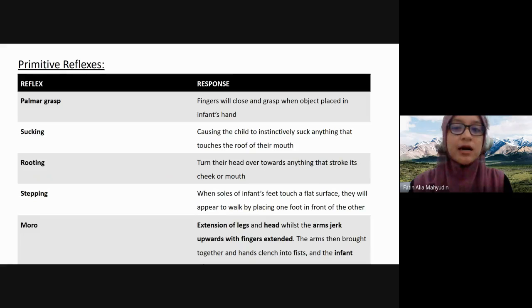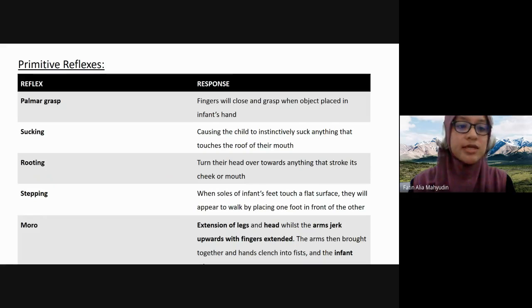So if you are familiar with playing with newborn or small babies, I'm sure you will be familiar with these reflexes. The first one is palmar grasp, where the response is their fingers will close and grasp when an object is placed in the infant's hands. I will show the picture later so that you can imagine it better.